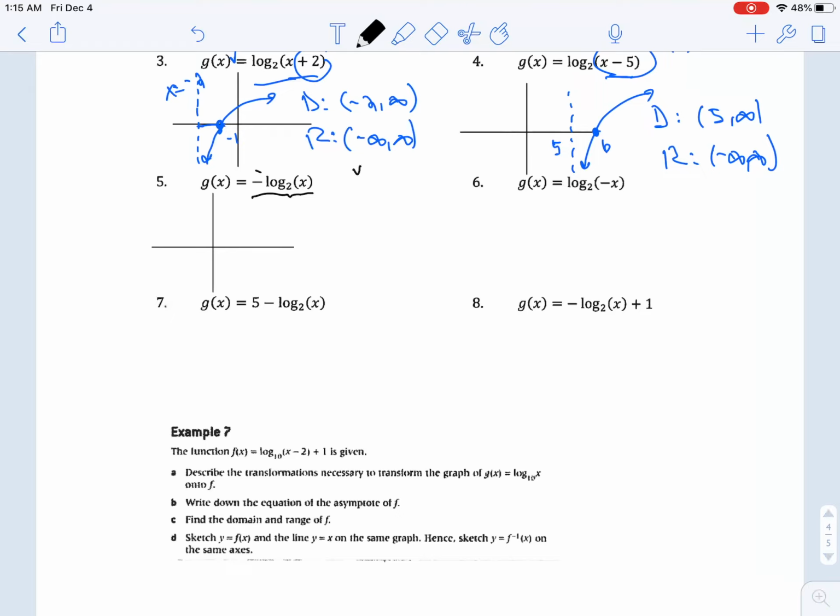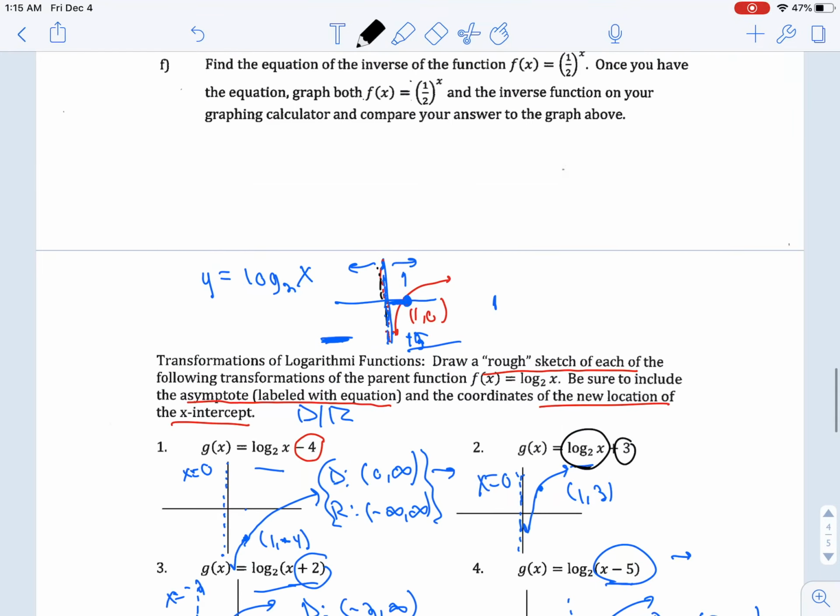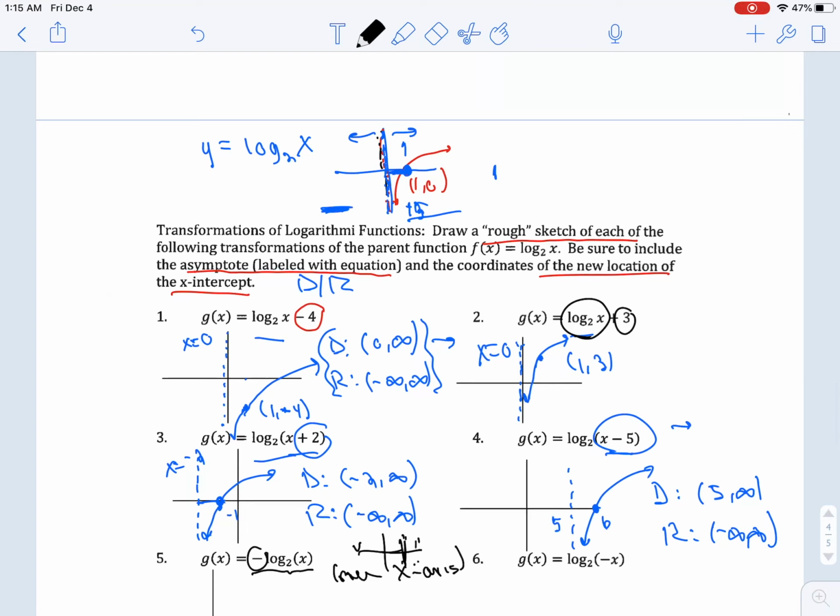Because it's a vertical reflection, so think about vertical up and down reflection, it's going to be over the x-axis. So if I go back to my parent function, if I take this axis and flip it over the x-axis, I get exactly the same thing. So the asymptote doesn't change. This point is on the x-axis, so it also reflects onto itself.